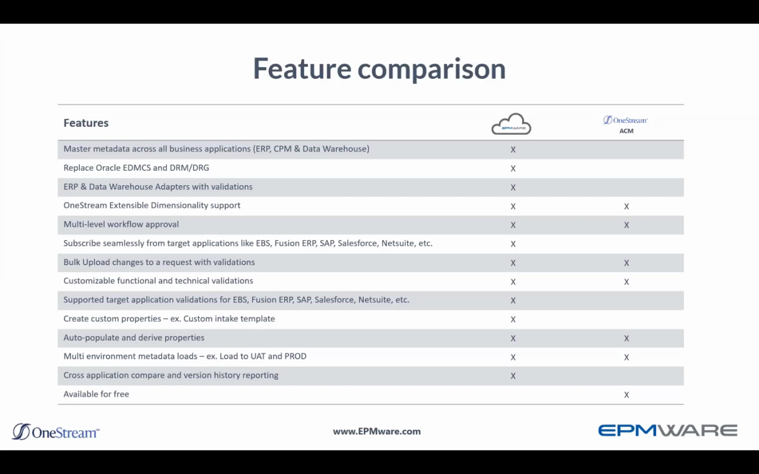There are specific use cases where we may need something like EPMware to give us incremental changes out of the source systems and then feed those over to ACM. You may want EPMware to be able to validate and govern changes across a variety of different applications and then feed those over to OneStream or even to ACM.